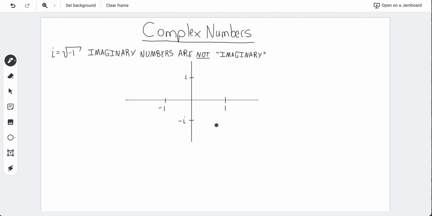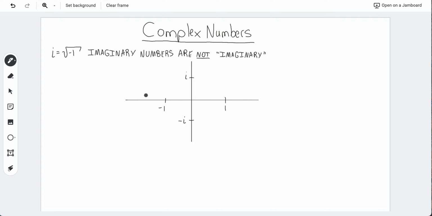Talking about complex numbers. The first thing we have to talk about with complex numbers is that i is going to be popping up quite a bit. This is the square root of -1. Any number that has this i in it, we think of as an imaginary number. It's kind of the name that's stuck with them over the years.